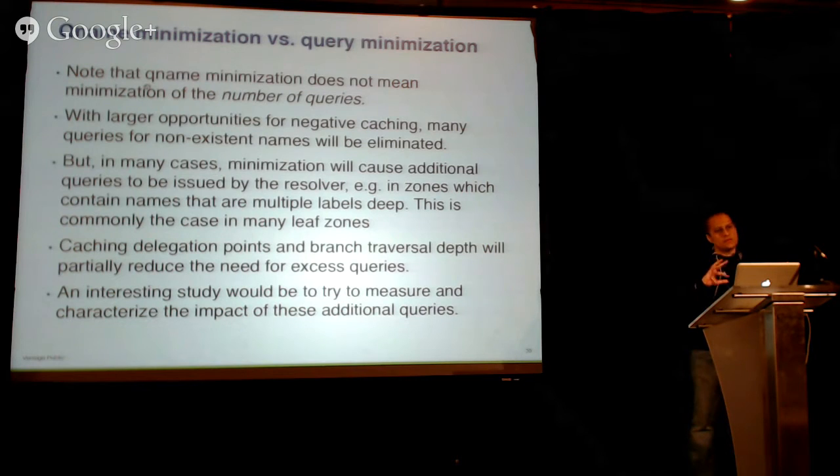But on the flip side, minimization will cause additional queries issued by the resolver in zones that span names that are many labels deep. And that's particularly common in leaf zones, as we all know. And there are strategies you can employ to reduce a bunch of these excess queries, like caching delegation points and the depth of the branches that you traverse in a zone, and reusing that information to optimize your queries. But a very interesting study would be to try and measure and characterize the impact of these additional queries.